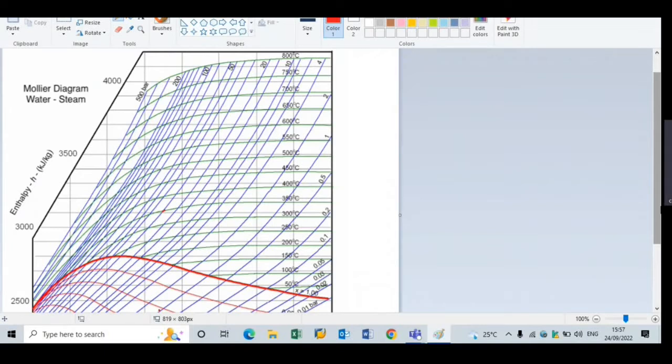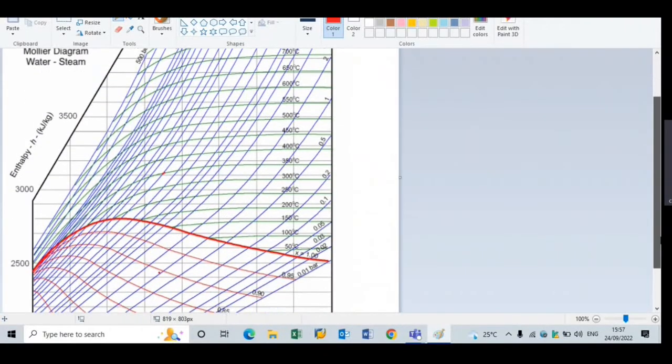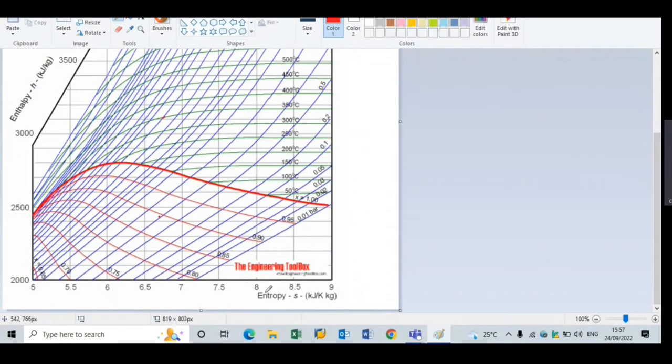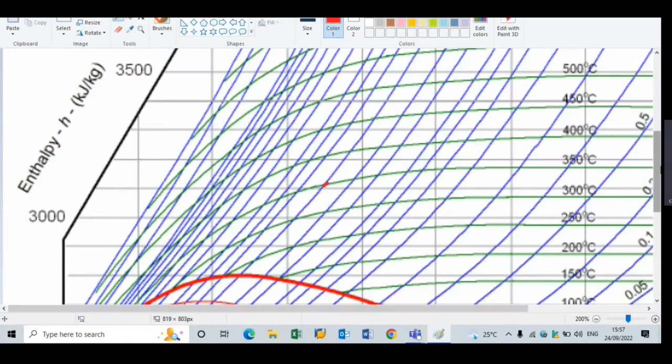This is the Mollier diagram, also known as the enthalpy-entropy diagram. On the vertical line, enthalpy is given, that is H in kilojoule per kilogram. And at the bottom on the horizontal line, entropy is given, that is S in kilojoule per kilogram Kelvin. Now we will first plot point 1 as per the given condition of the steam. The initial pressure is 30 bar and the temperature is 350 degrees Celsius.